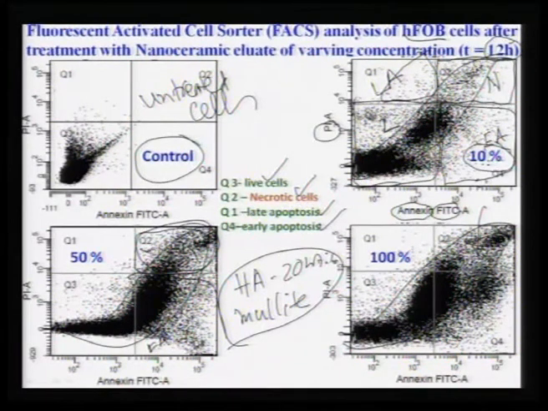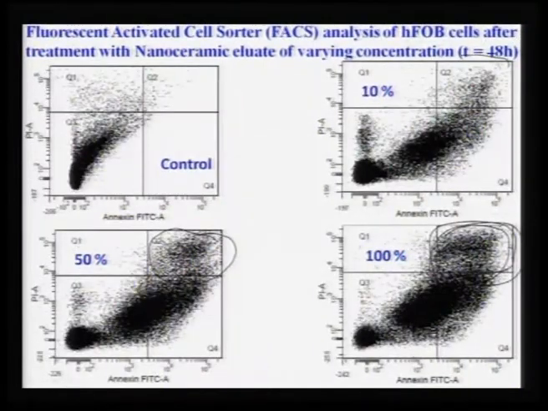Let us now compare what happens after 10% eluate treatment, after 12 hours and after 48 hours. After 48 hours, at 100% concentration, more cells are going to the necrotic stage. That means the severity of the cell death increases with increasing concentration or with increasing treatment time.